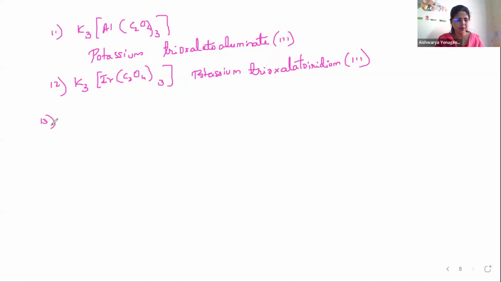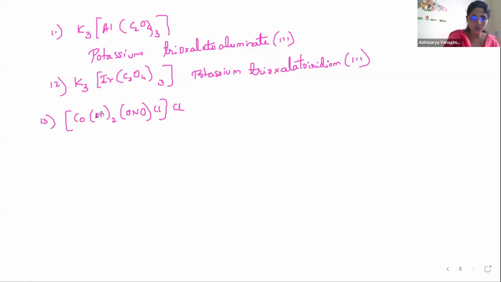Take another example. Let me see how you can tell me this. [Co(en)2(ONO)Cl]Cl. Can you take a second to tell me the name for this particular complex? Yes, so this is the positive ion, this is negative. So you'll write it as cobalt. That is done. Fine, what will be the name?